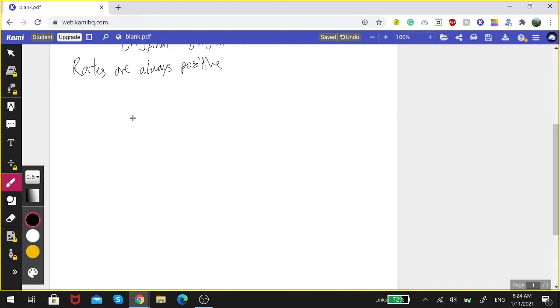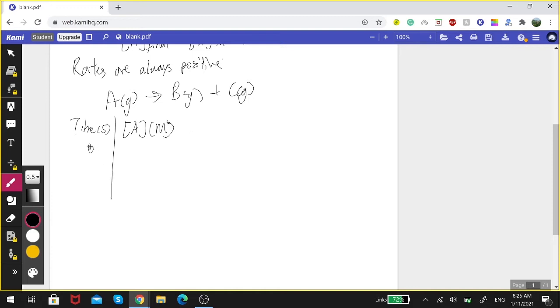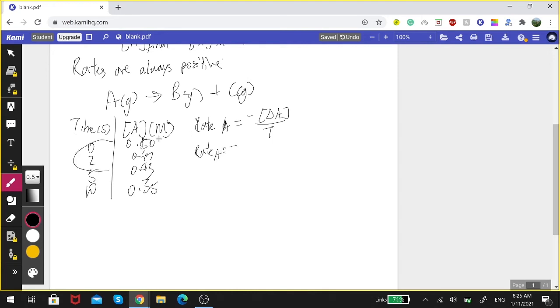So for example, we have A gas makes B gas plus C gas, with time in seconds and concentration of A in molar: 0, 2, 5, 10. Now we can use rate of A is equal to negative change in concentration of A divided by time. We can pick any 2 points over here.